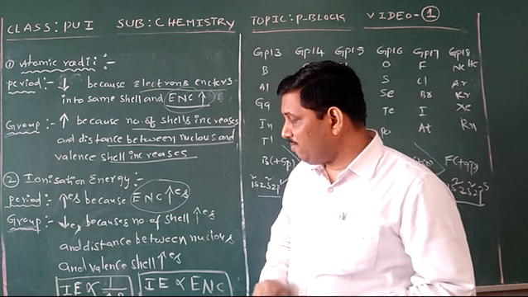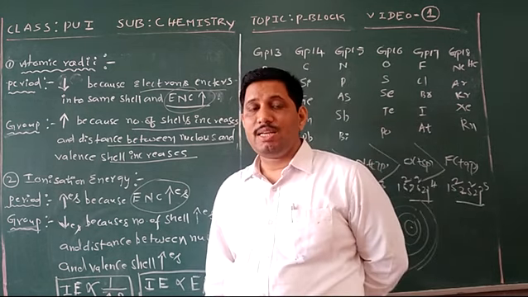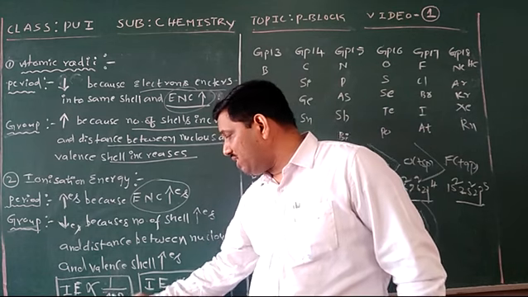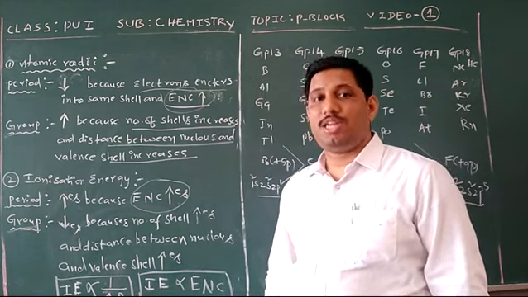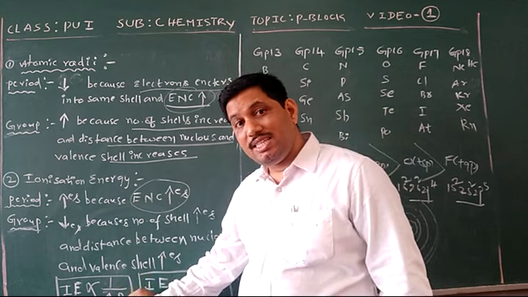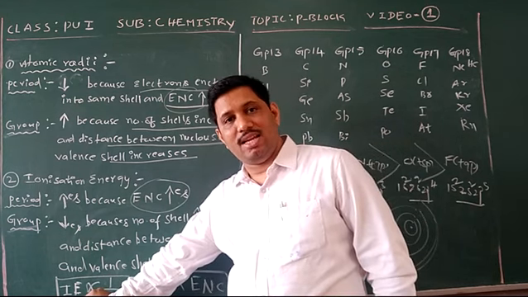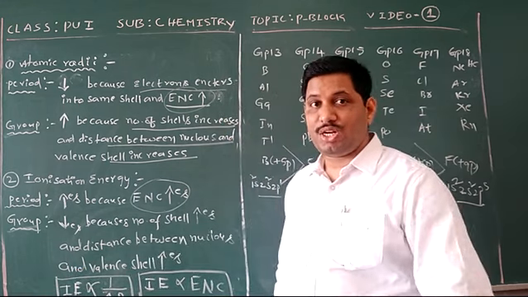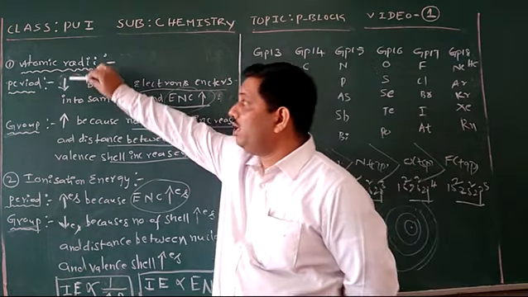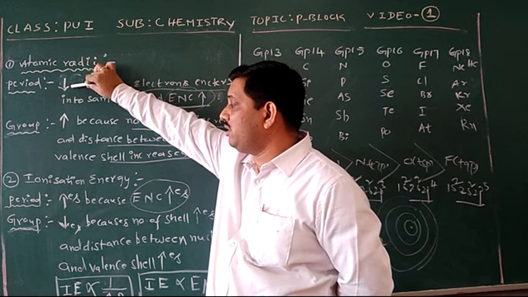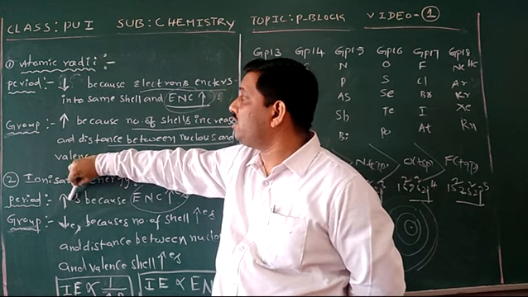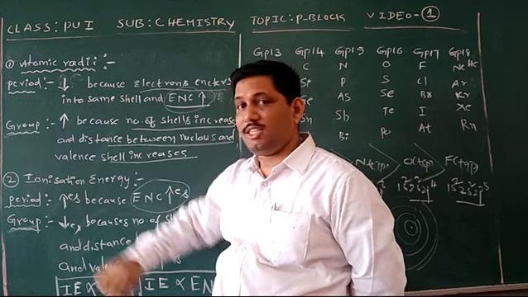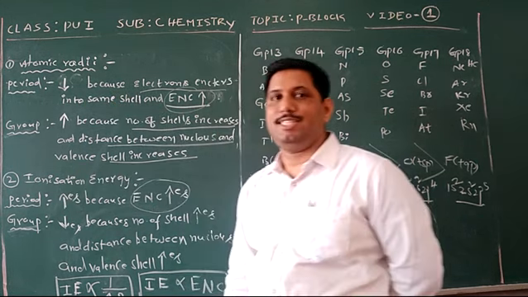Remember, student, here is one relation that will be very helpful to you. The ionization enthalpy is always inversely proportional to the atomic radius. As the atomic radius decreases, ionization enthalpy increases. As the atomic radius increases, ionization enthalpy decreases. Both are inversely proportional to each other. For example, in the period, atomic radius decreases and ionization enthalpy increases. In the group, atomic radius increases and ionization enthalpy decreases. Both are inversely proportional to each other.